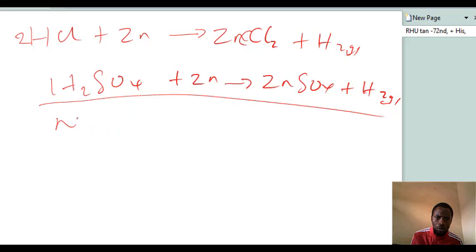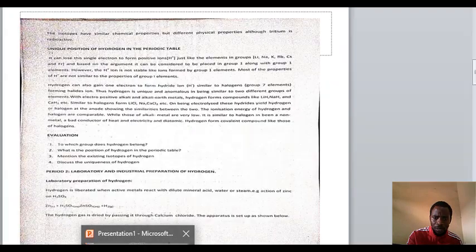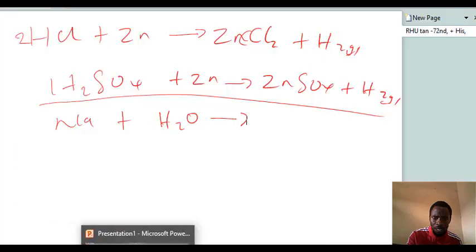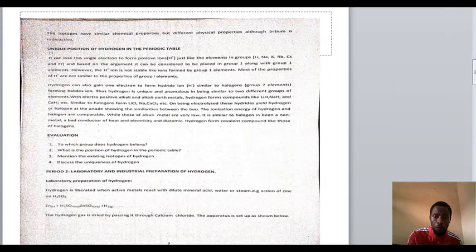An active metal like sodium, when we react it with water, will liberate hydrogen gas. If it is in a limited supply of water, we will have sodium oxide. But when we have enough water, then we should expect sodium hydroxide.